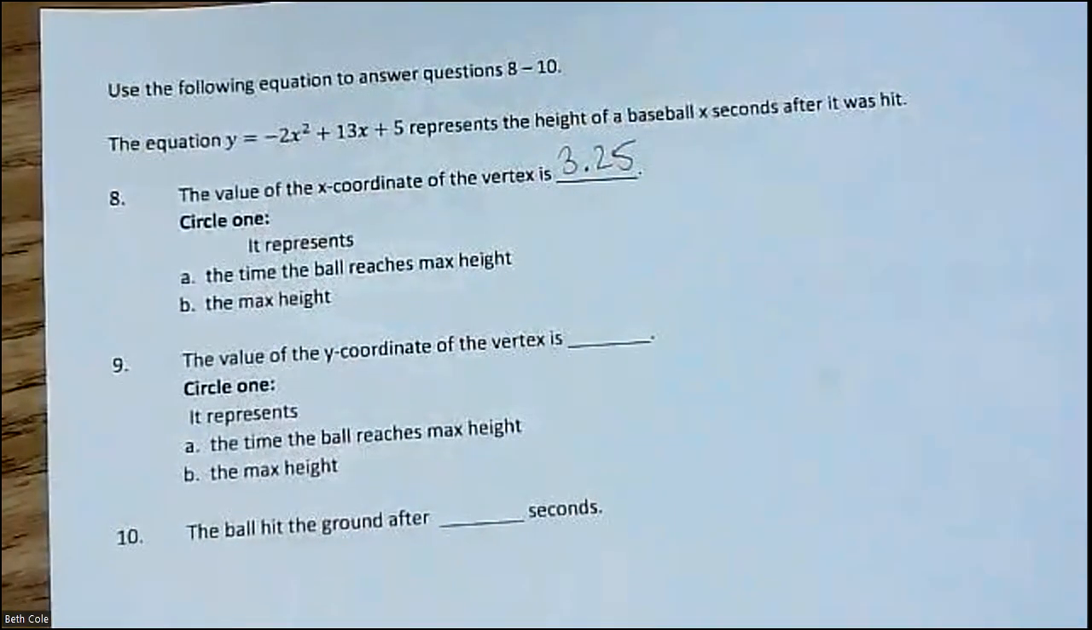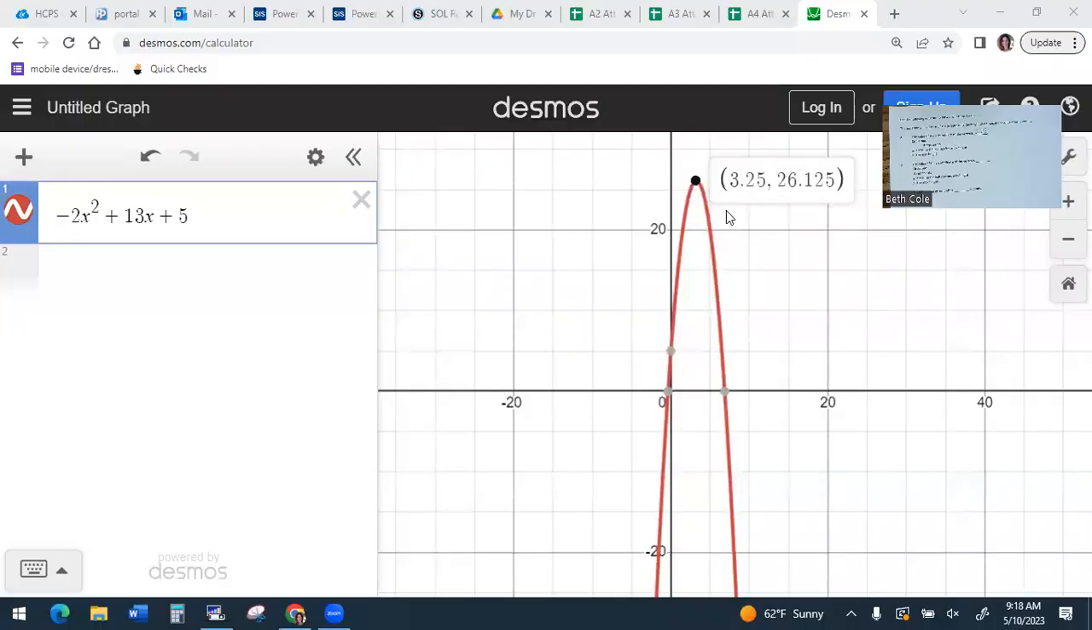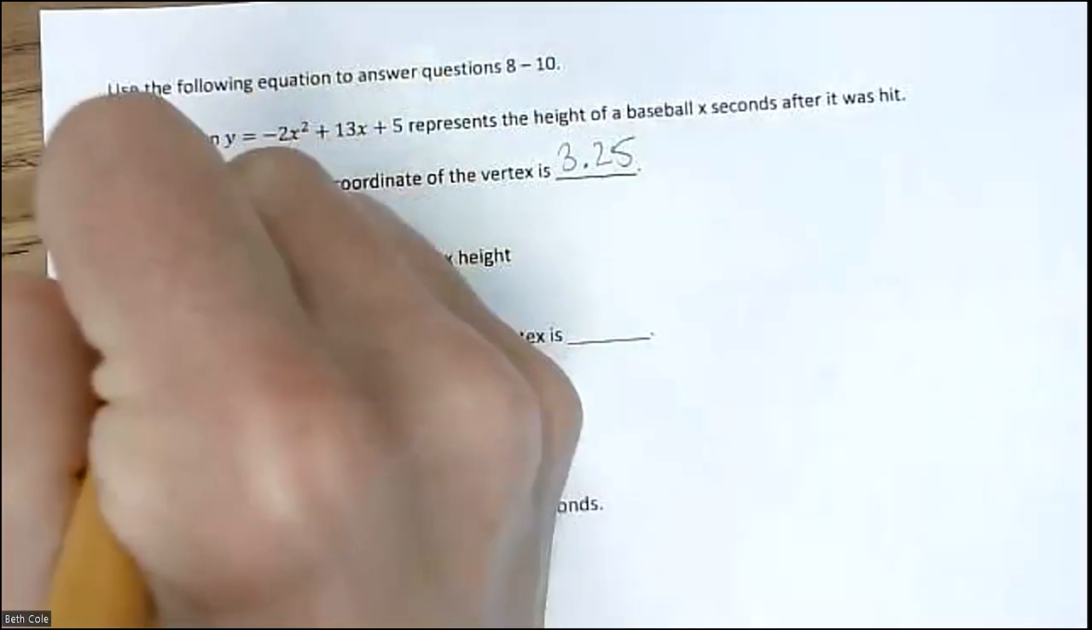And then what does it represent? Now, this is a ball that goes up and comes back down. I'll show you the picture again. What does that 3.25 represent? And look at your choices there. It takes 3.25 seconds for it to get there. So it's the time it takes to get to that maximum height.